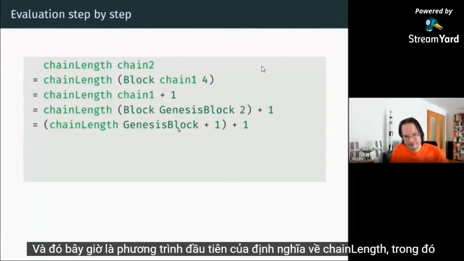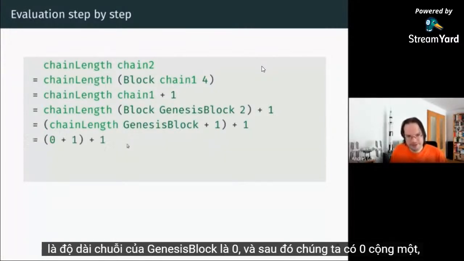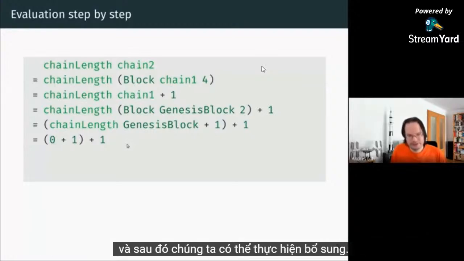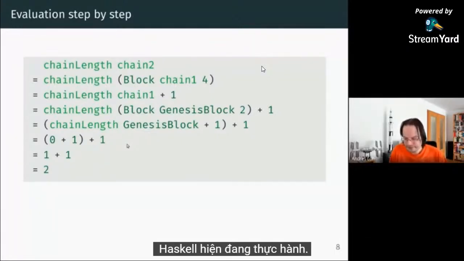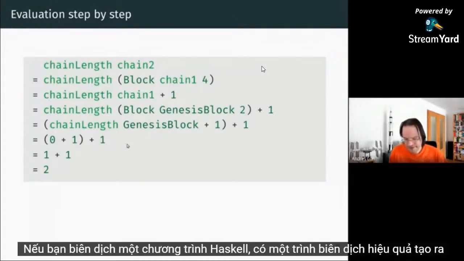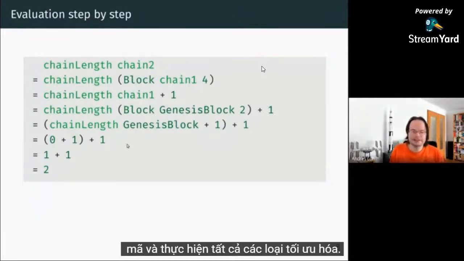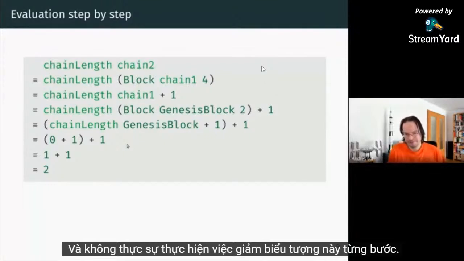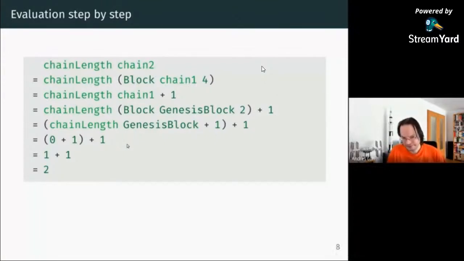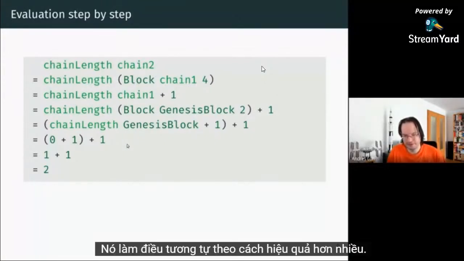And that is now the first equation of the definition of chain length, where we said chain length of Genesis block is 0. And then we have 0 plus 1, and then we can perform additions, and then we end up with 2. So this step-by-step evaluation process is at the heart of what Haskell is doing. Now, in practice, if you compile a Haskell program, there is an efficient compiler that produces native code, and it does all sorts of optimizations, and it doesn't actually perform this symbolic reduction step by step. It does the same thing in a much more efficient way.